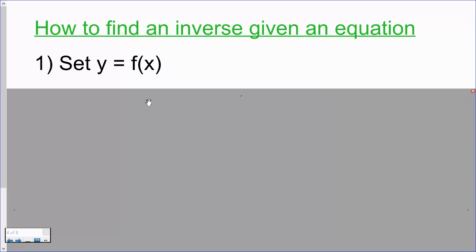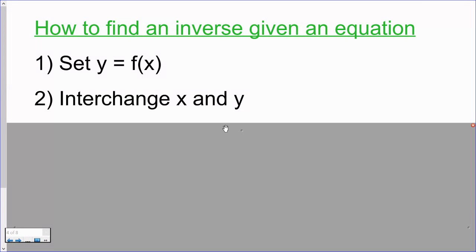Okay, so how do we actually find an inverse? We have a few different steps. First off, if it's in function notation, you're going to replace it with y. So if you see f of x, it changes to y. If you see g of x, it changes to y. If you see h of x, it changes to y. If it's already equal to y, then you just leave it alone.